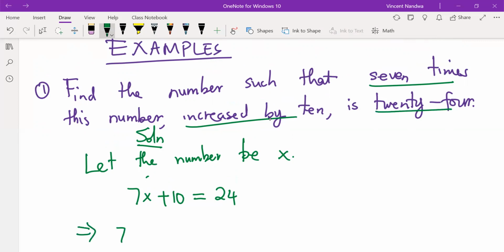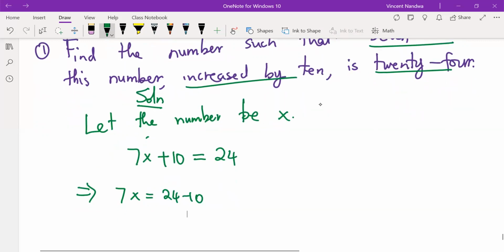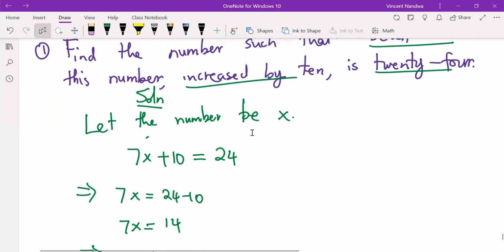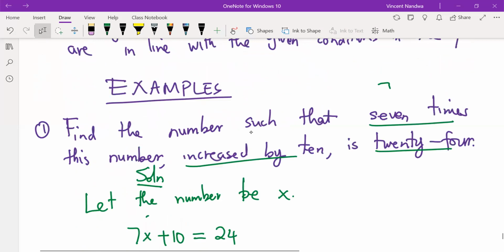Which means we'll have 7x equals 24 minus 10, and then 7x equals 14. So x will be 14 divided by 7. So the answer is 2. Now we can confirm that this is true, because 7 times 2 is 14, and when you increase by 10, you get 24. Therefore, the number of interest in the problem is 2.